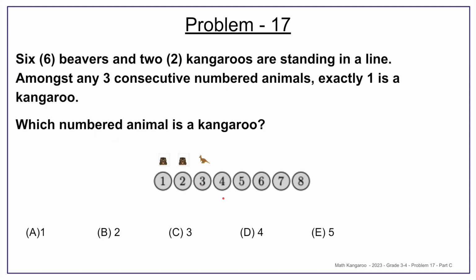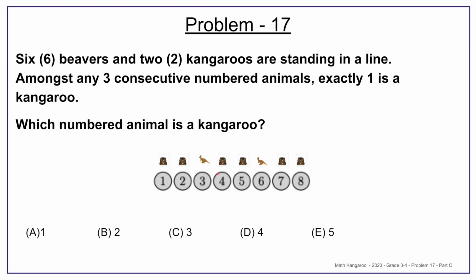Now let us decide on another group. So we decide 1, 2, 3. Now we have 4, 5, 6, 5, 6, 7 and 6, 7, 8. So we see that number 6 is common to all the 3 groups. So we'll place another kangaroo here. And in the end we will place 2 beavers.